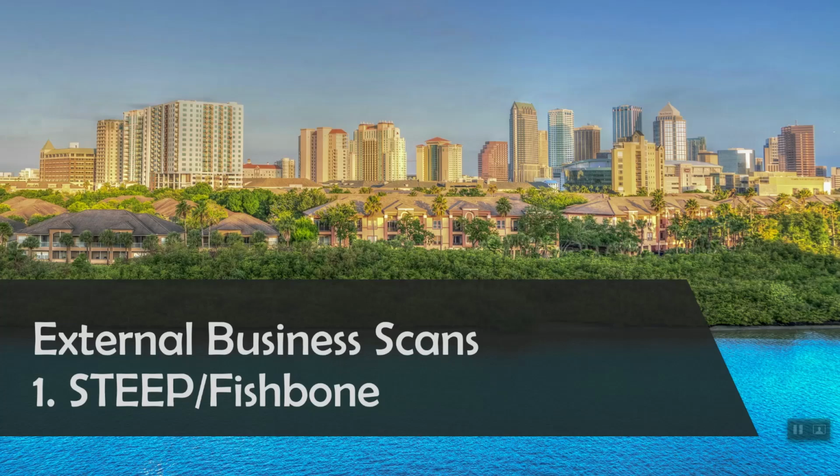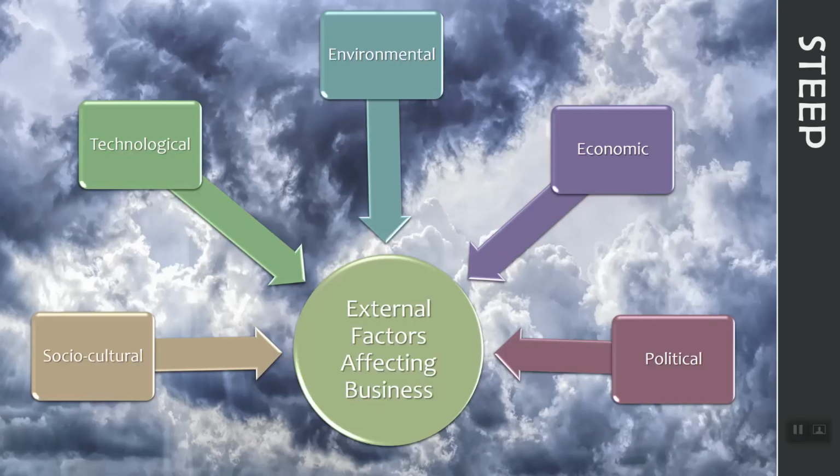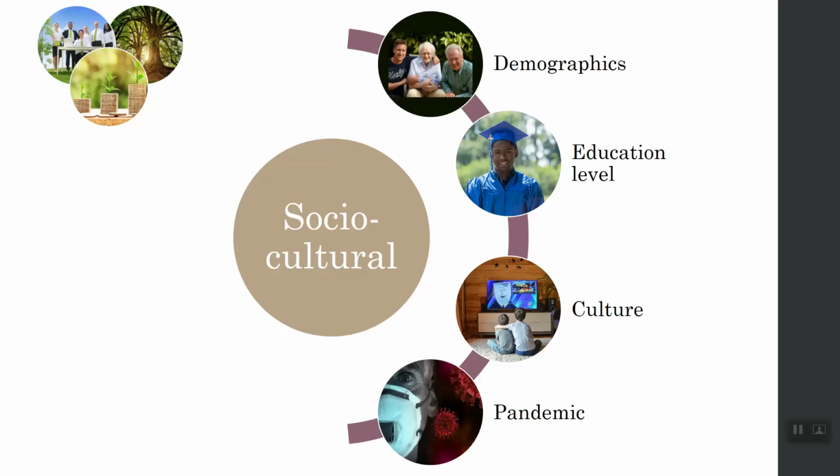First, let's take a look at the STEEP fishbone. The STEEP is a sustainability approach to examining the business environment. Rather than simply looking at generic opportunities and threats, it divides those into 5 factors: sociocultural, the bottom left, technological, going around to the right, environmental, economic, and political legal. Let's take a look at each one of those.